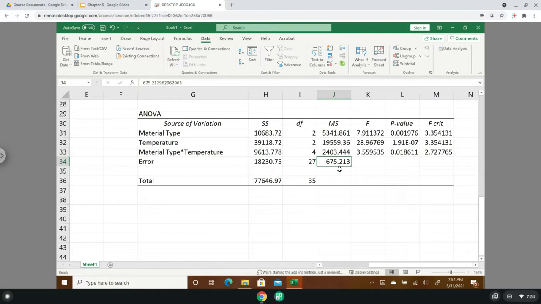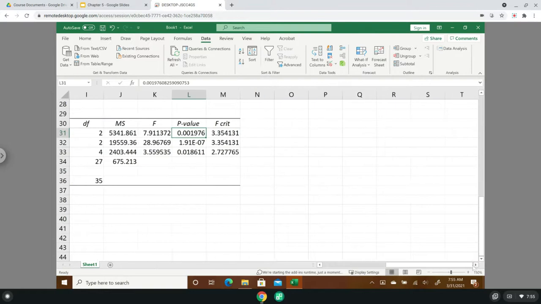So we want to see how significant the variation due to material type is as compared with the variation due to error, right? So putting that in the numerator and putting the MS error in the denominator gives us a nice ratio, which is basically the F statistic. And then we have the associated p value. So now, is this factor significant or not? That we need to say, right?